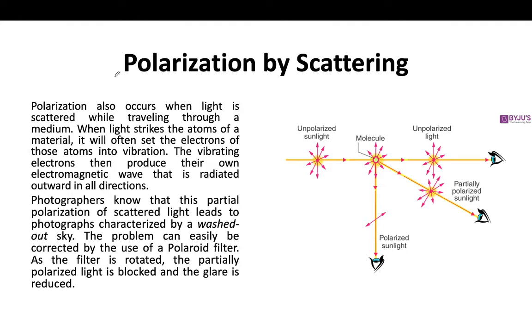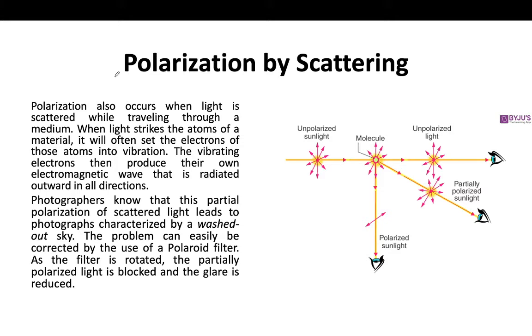The fourth one is polarization by scattering. What is scattering? Scattering means to scatter or to travel in different directions. So polarization also occurs when light is scattered while traveling through the medium. Like when any type of light is coming to us, sometimes with the air molecules or with the atoms or some type of materials, the electrons or atoms get scattered.